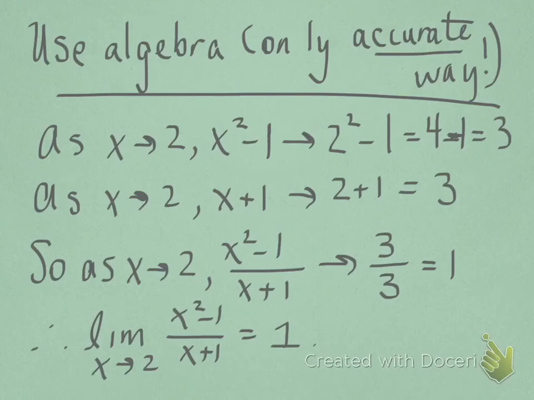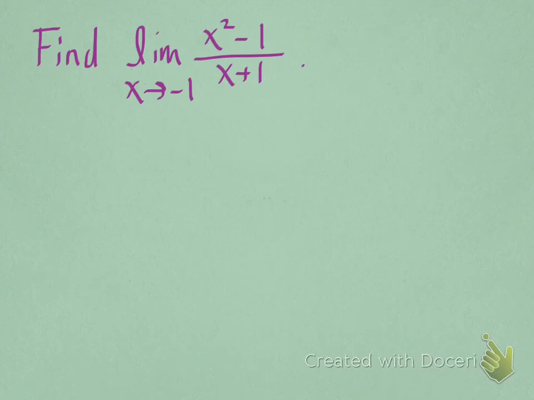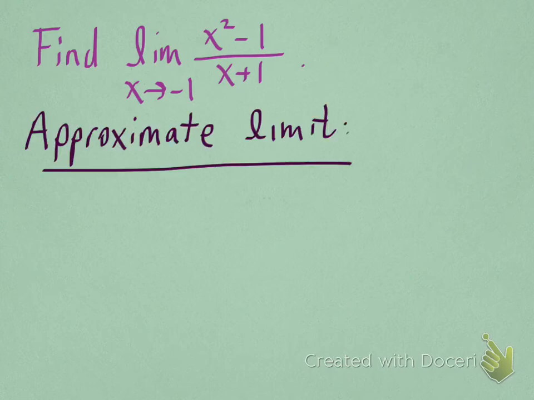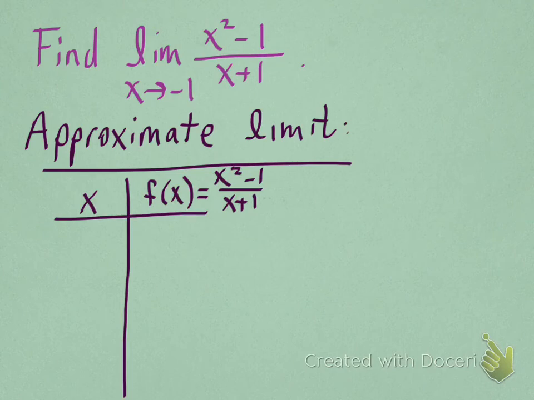So let's look at another example, a slightly more interesting example, and let's do the same 3 methods for getting evidence about the limit and then actually proving what the limit is. So same function, x squared minus 1 over x plus 1, but now I want you to take the limit as x goes to minus 1. So let's first approximate that limit and use a table of values.